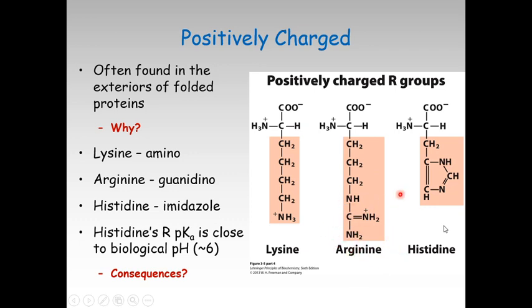It's positively charged. Histidine, on the other hand, has an imidazole substituent, an imidazole functional group, attached to the beta carbon. Histidine has a pKa that is close to biological pH. It's about 6. We'll talk about what the pKa is and what the consequences of the pKa of side chains, or the R groups of amino acids, are a little later.